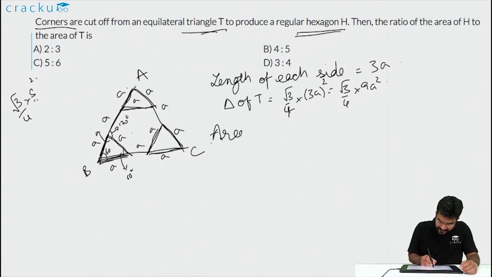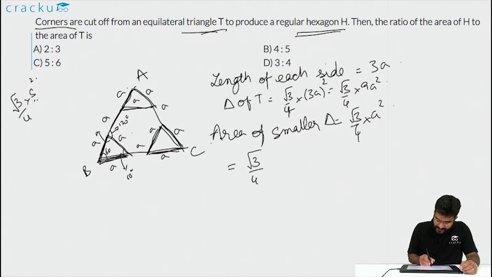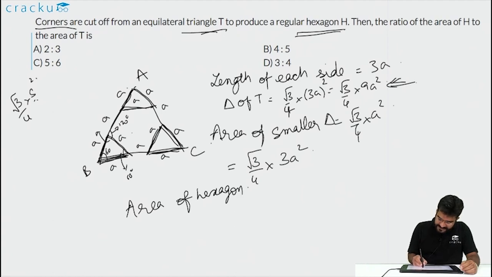So area of a smaller equilateral triangle is equal to root 3 by 4 into A square. Now we have three such equilateral triangles at each of the corners. So the total area that has to be subtracted will be root 3 by 4 into 3A square. Now if we subtract this from the original area, we are going to get the area of the hexagon. So area of hexagon is the first area minus the second area, which will be, we can take root 3 by 4 common, 9A square minus 3A square, which will be 6A square.